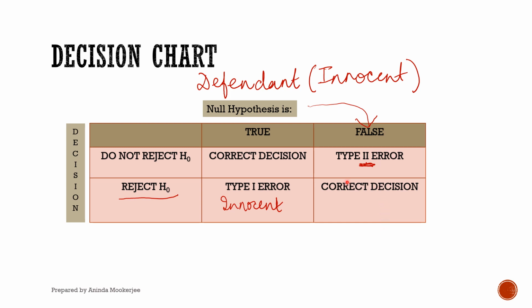So you have to remember these two types of errors possible. For a type 1 error, the null hypothesis is always true. For a type 2 error to happen, the null hypothesis should be false. Okay?